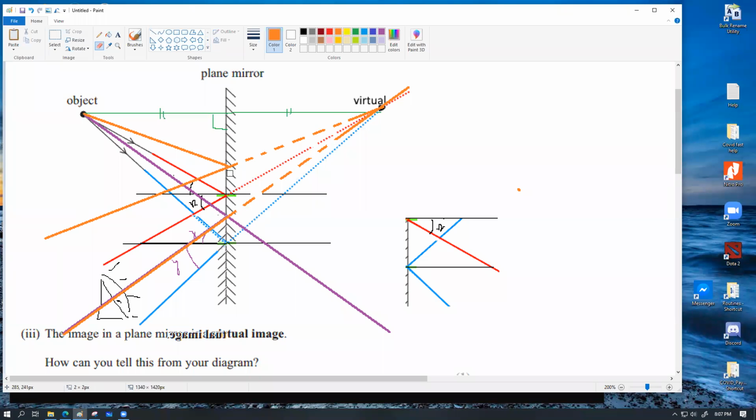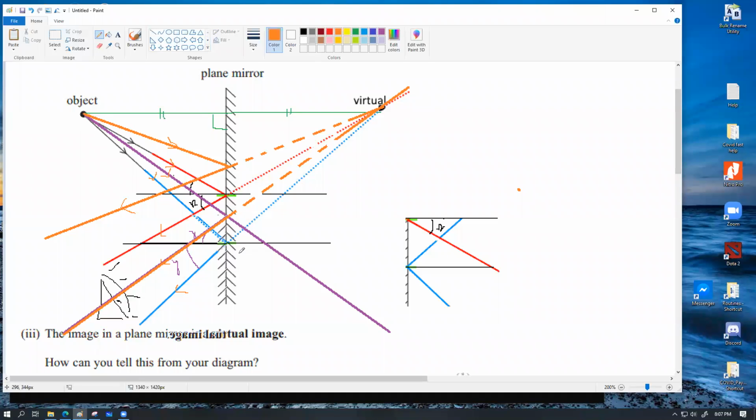So it's important that you draw the extension lines with dotted lines and the actual light rays with solid lines. And it's also very important to always give arrows on your light rays before the reflection and after the reflection one time. Without arrows, lines are lines. With arrows, lines become rays.